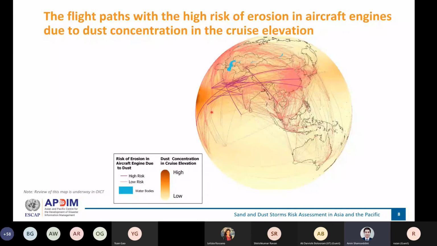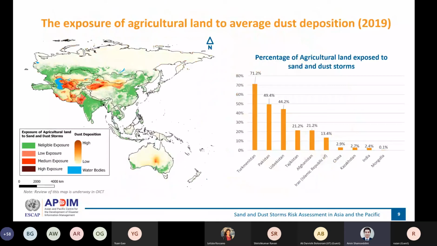Here you can see the exposure of agricultural land to dust deposition. To generate this map, for the hazard we use the MERRA-2 dust deposition, and for the exposure we use the land cover map, which was generated based on MODIS data. We overlaid the average dust deposition and analyzed the area in which dust covers agricultural land.